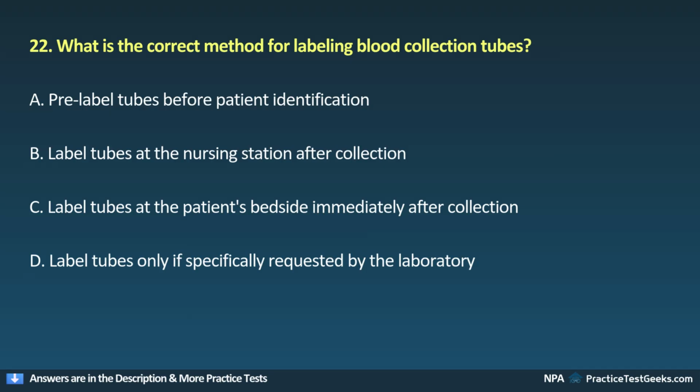22. What is the correct method for labeling blood collection tubes? A. Pre-label tubes before patient identification. B. Label tubes at the nursing station after collection. C. Label tubes at the patient's bedside immediately after collection. D. Label tubes only if specifically requested by the laboratory.